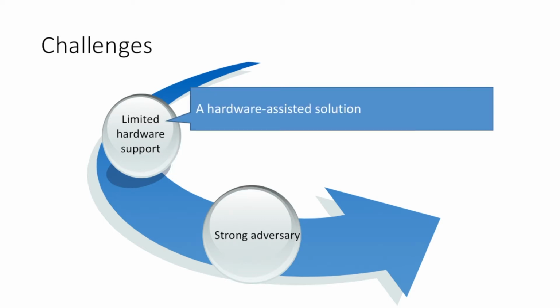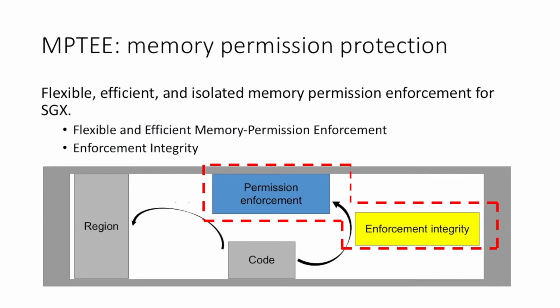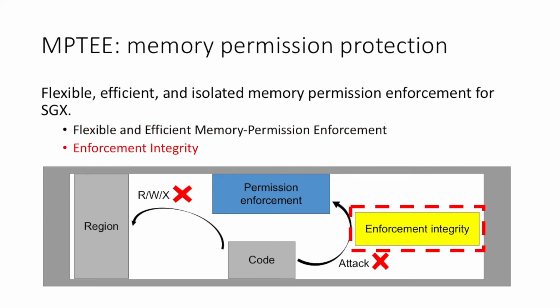In this work, we design a hardware-assisted solution to provide memory protection with low performance overhead. Then, we design enforcement integrity as a firewall to protect our memory enforcement. We call our solution MPTEE. This figure is its design. It mainly includes two parts. First is memory permission enforcement, which is used to prevent invalid access, and the second is enforcement integrity, which is used to prevent attacks on the permission enforcement. I will introduce each part one by one.